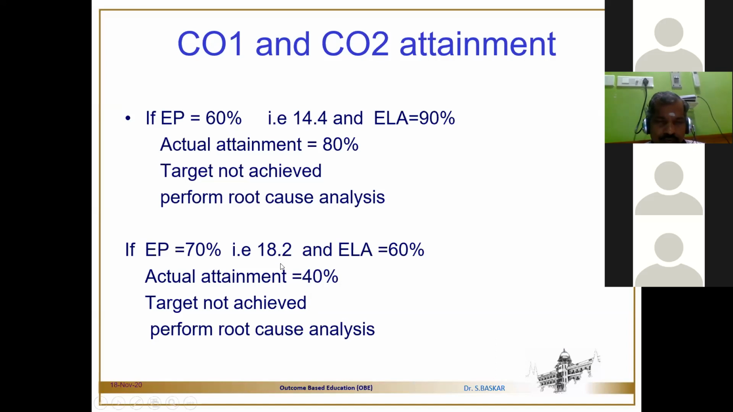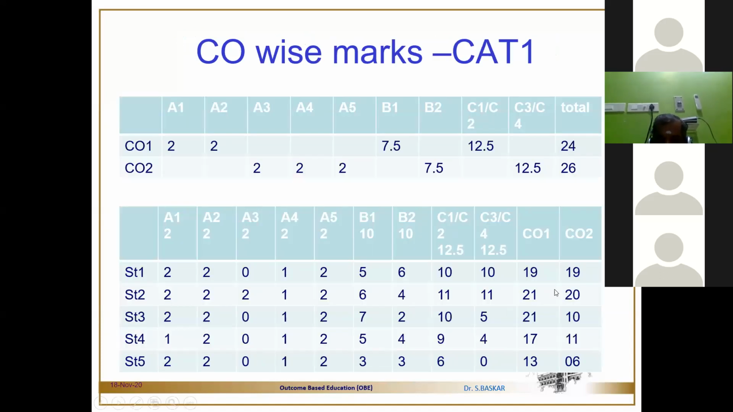Now, I am asking you to find the CO2 attainment. For the CO2 attainment, I am assuming 70% expected proficiency and ELA is 60%. Now, 70% of 26 will be 18.2 because the maximum marks for CO2 is 26. Multiply 70% of that 26, you will get 18.2. Therefore, in this table, you have to calculate how many students scored 18.2 and above in CO2.